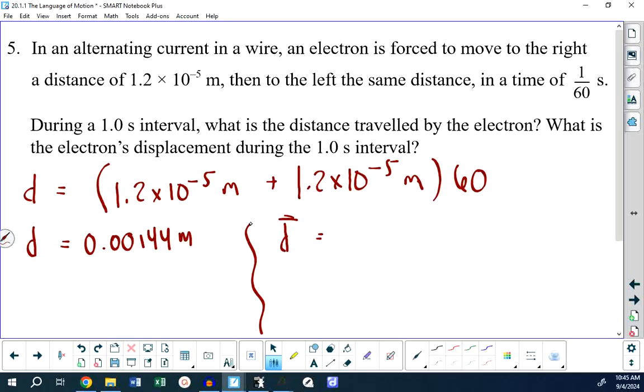If you want to do this technically properly, then it would be this. Because, let's say it moves to the right 1.2 times 10 to the negative 5 meters, then it stops and it moves to the left. So to the right is positive, to the left is negative. That's going to be 0.